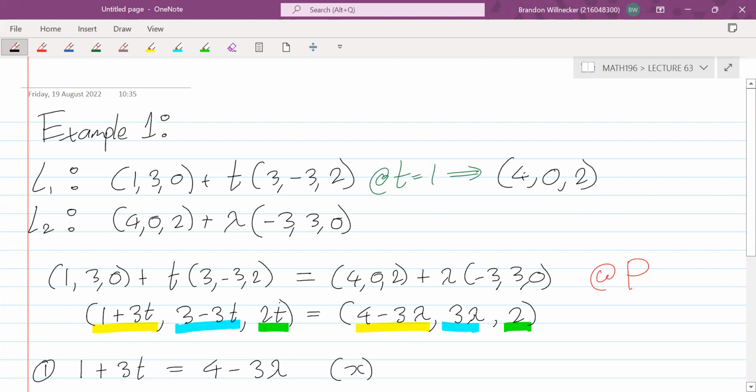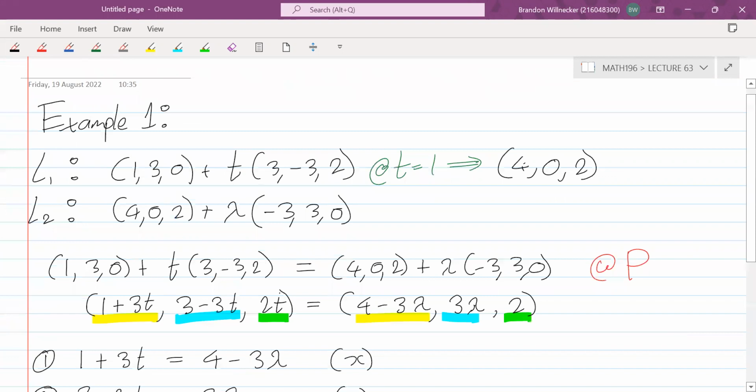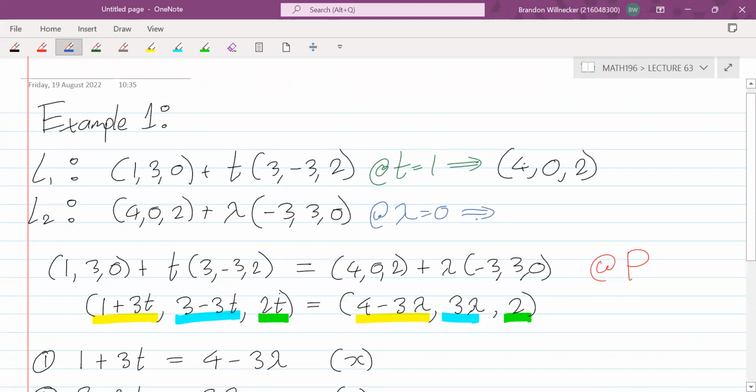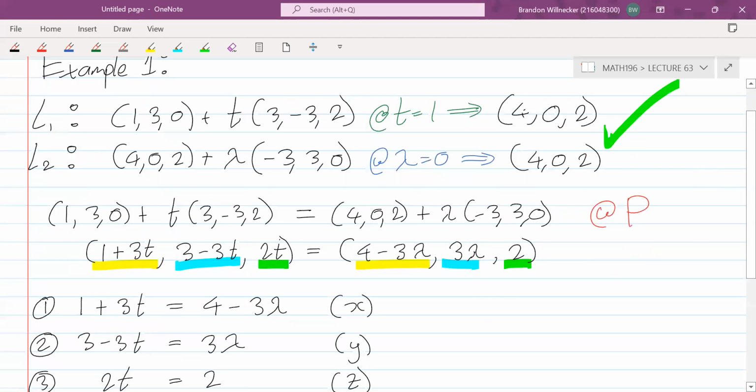Okay, and let's just check for the second line. If we substitute lambda equals 0, what do we get? We should get the same answer, so let's just see. We're going to have 4, 0, 2. Okay, so that's just an extra check to see that we've got the right answer. So at both values, t equals 1, lambda equals 0, we get the same point. So this must be the unique point of intersection. Okay, 4, 0, 2.